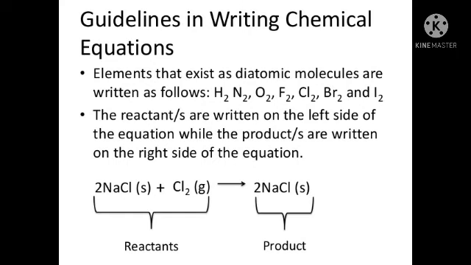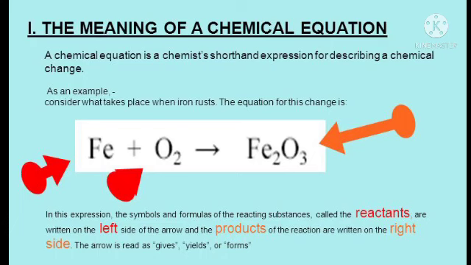Here the left side terms are called the reactants. In between, the arrow mark means gives rise to, and after that the new product comes, that is the product. The right side term is called the product.